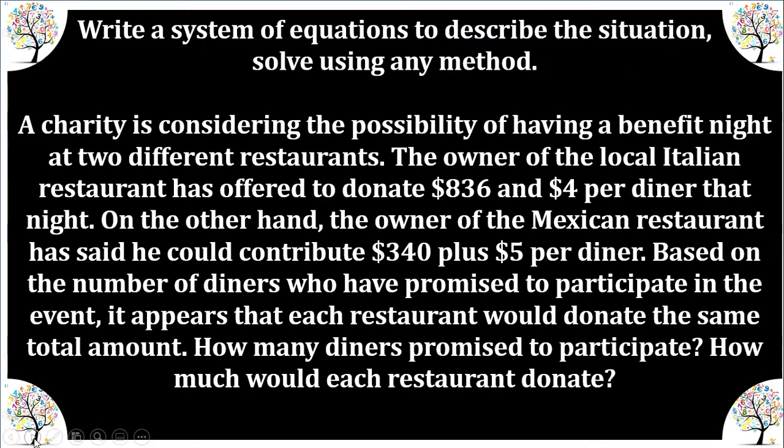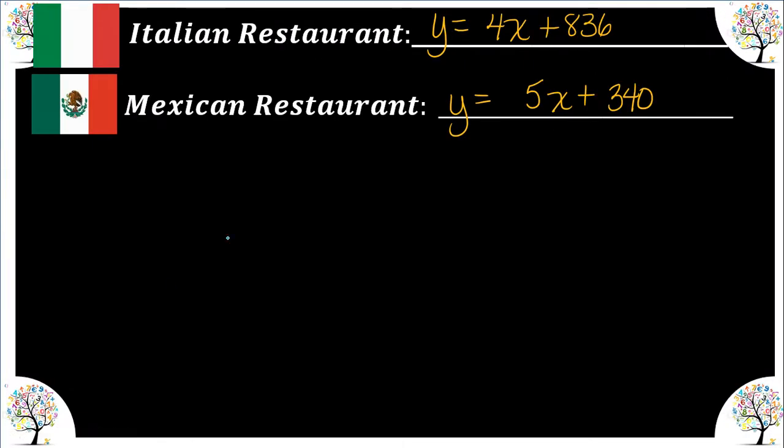So we're going to represent the Italian restaurant as giving $836 up front, then $4 per dinner that night. So y will be the total donation for each of these, and our x will be the dinners sold per night. So here we have our equations. I am going to use substitution. You could use elimination if you wanted and multiply through. We could get rid of our y's simply by multiplying by -1 on each equation and eliminate those y's and solve for x. I'm just going to go ahead and use substitution.